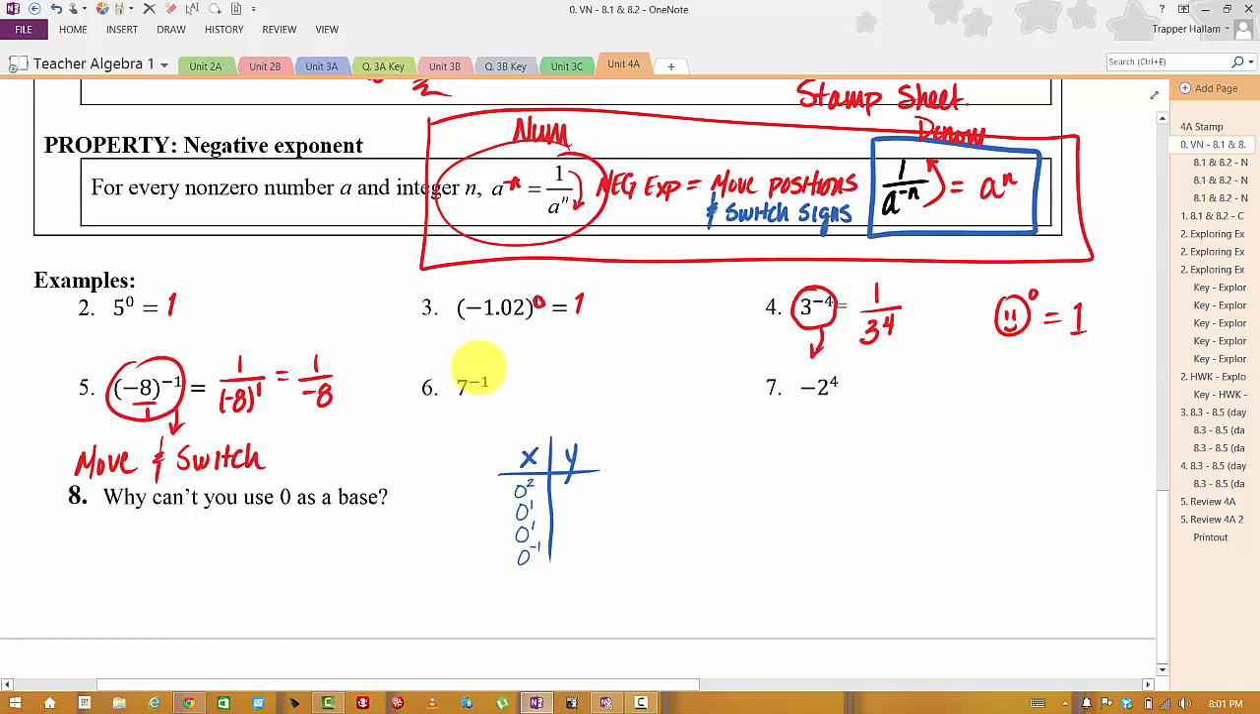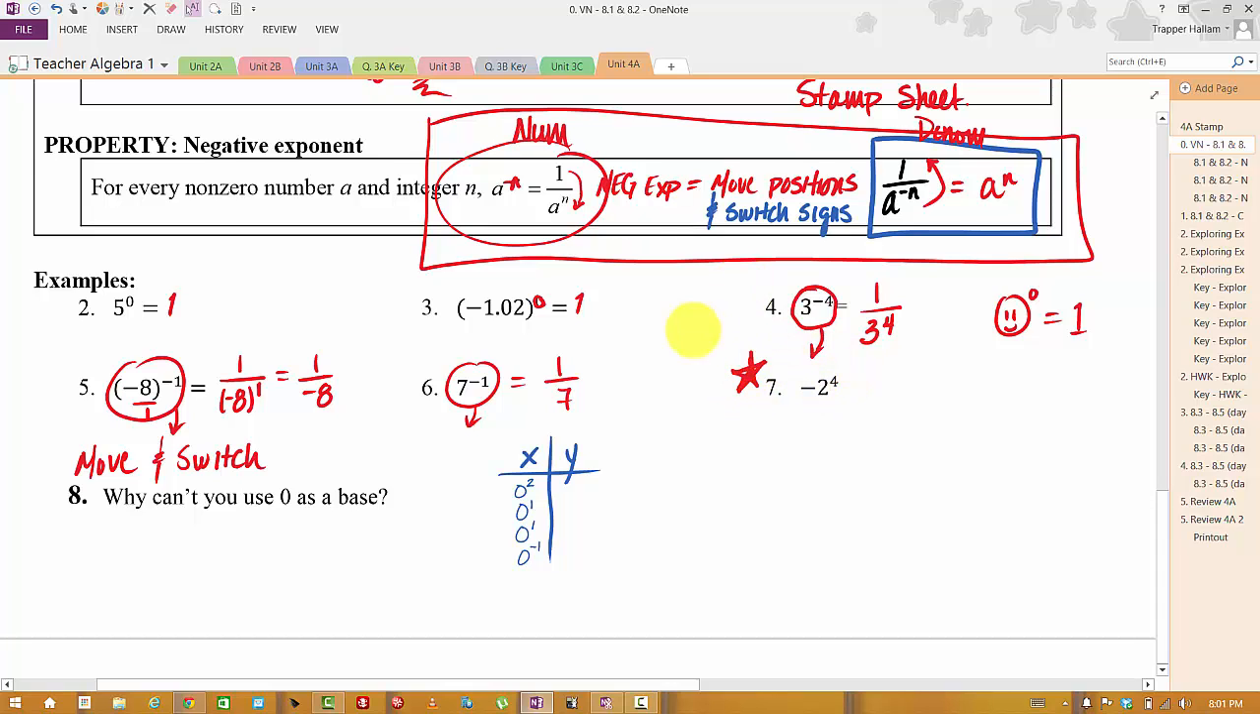Okay, looking at 6, same idea. Take it, move and switch. I like visuals. There you go. 1 is a placeholder. It's holding its location. And really, it's going to be 1 over the 7th. Now, looking at this one, we need to be cautious with this. Maybe this is an example you add in, because this is where some kids get confused.